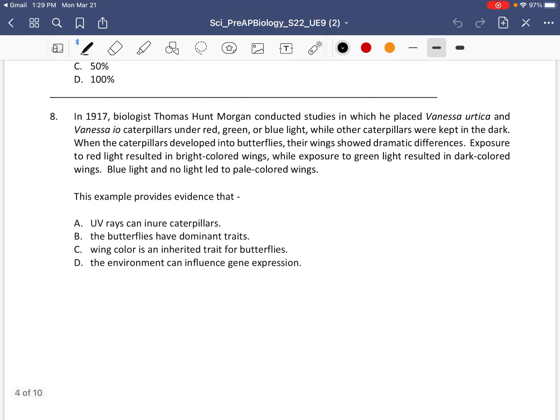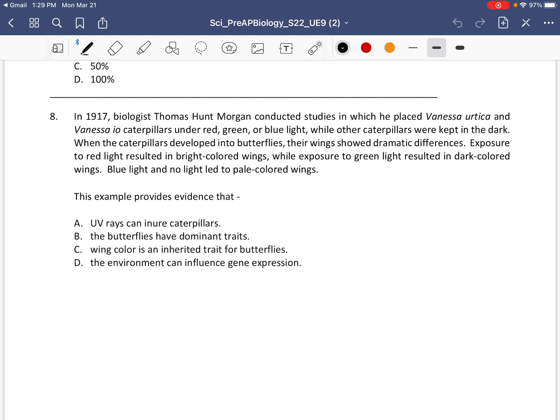Question 8. In 1917, biologist Thomas Hunt Morgan conducted studies in which he placed Vanessa urticae and Vanessa io caterpillars under red, green, or blue light, while other caterpillars were kept in the dark. When the caterpillars developed into butterflies, their wings showed dramatic differences. Exposure to red light resulted in bright colored wings, while exposure to green light resulted in dark colored wings. Blue light and no light led to pale colored wings.